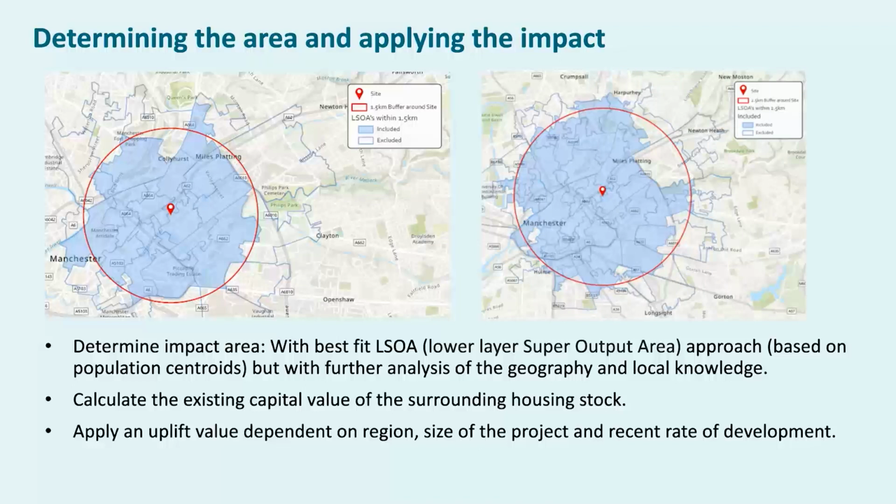But if you're developing your project, and you've got the local knowledge and the market knowledge, you'll be able to determine where the impact is most likely to be felt. So it might be more in the east or the west, and it will never be that perfect shape, but that just gives us a consistency of approach on how to apply. We then calculate the existing capital value of the surrounding housing stock and apply the uplift value from the previous table we just went through with the uplift values in.